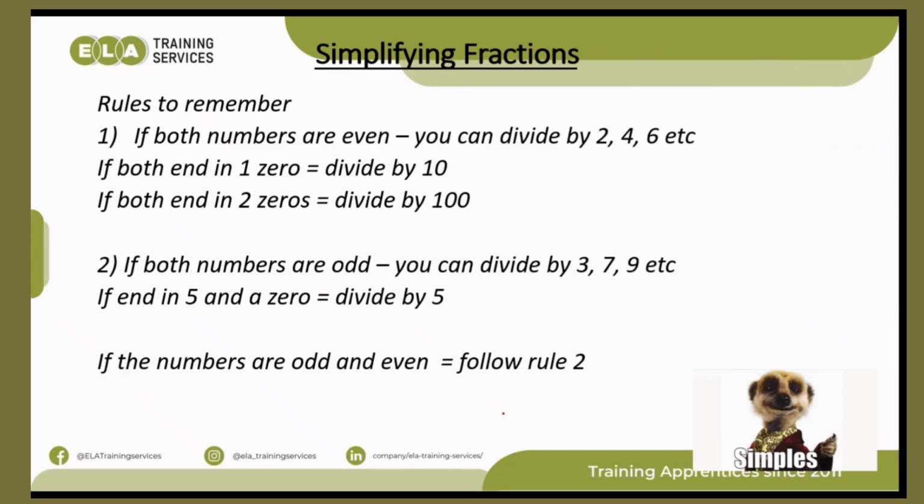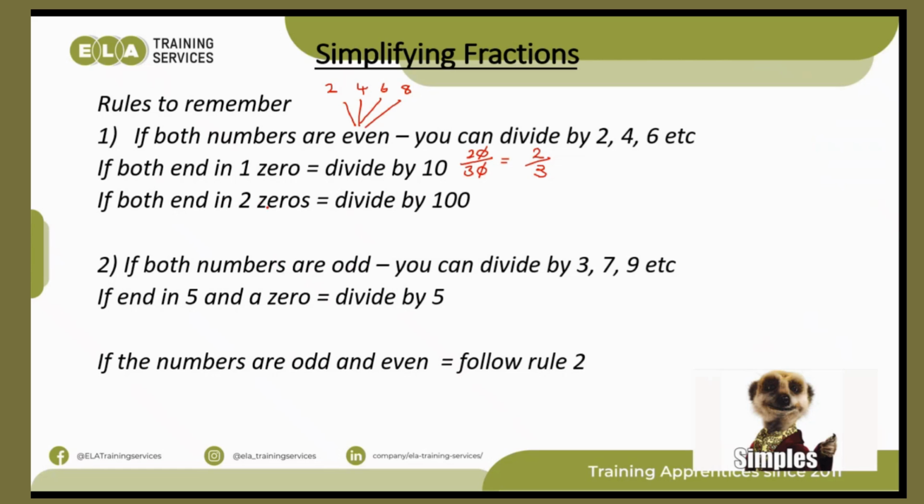So simplifying comes with practice and your times table knowledge, but there are some rules to remember and some ways that you can find it much easier for yourself to simplify fractions. So for example, if both numbers are even, so they end in a 2, a 4, a 6, 8, you can divide by 2, 4, 6, etc. If both end in 0, you can divide by 10. So for example, 20 over 30, you would knock off the zeros and you'd be left with 2/3.